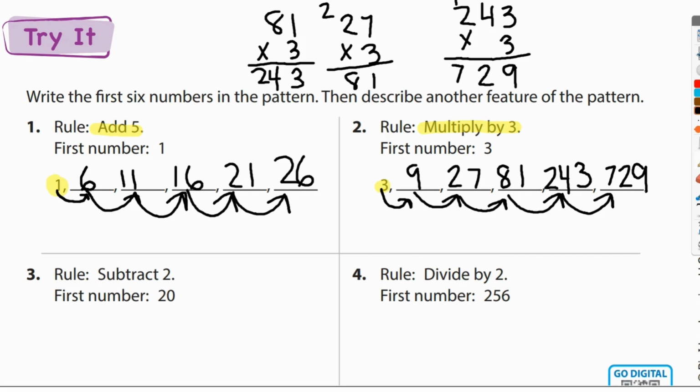Now, let's take a look at question 3. Let's take a look at my rule. What is my rule? My rule is take away 2. What am I starting with? I'm starting with 20. Okay? So here we go. I'm starting with 20. Subtract 2 now. Well, let's see. Count backwards 2 times. So that means 19, 18.